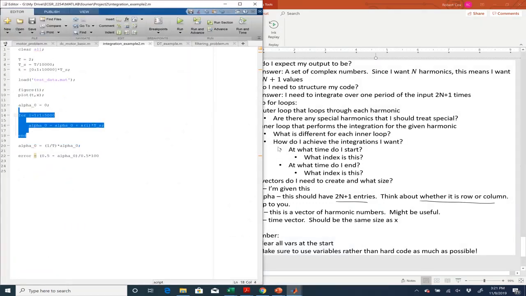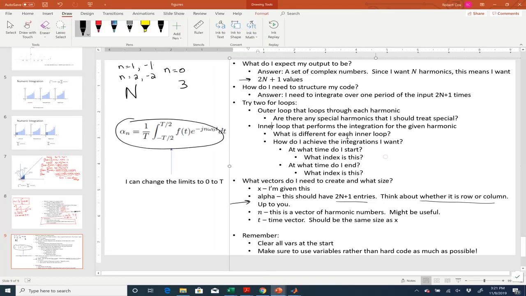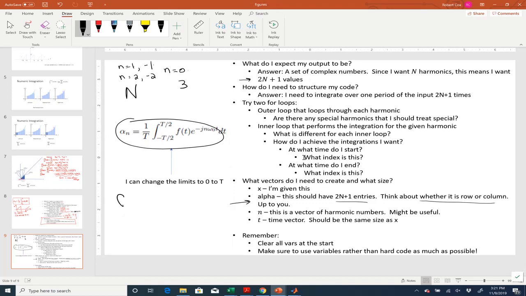So again, I have to ask myself, is there anything different each time I compute that integral, each time I go through what I call the inner loop? And then I have to think about how I set up the integrations. Okay? So I say an outer loop, so basically I would have, essentially, for n equal to minus n to n, something like that. And then I would have some inner for loop that does the integration.